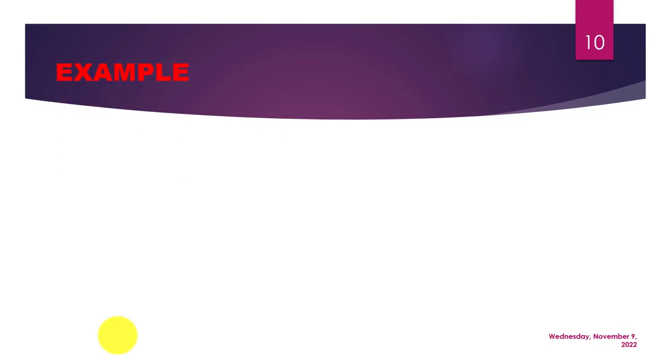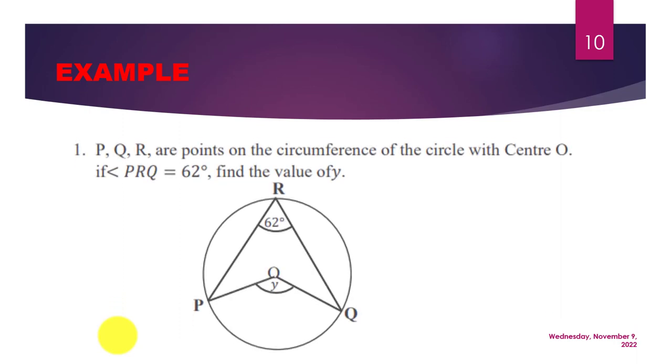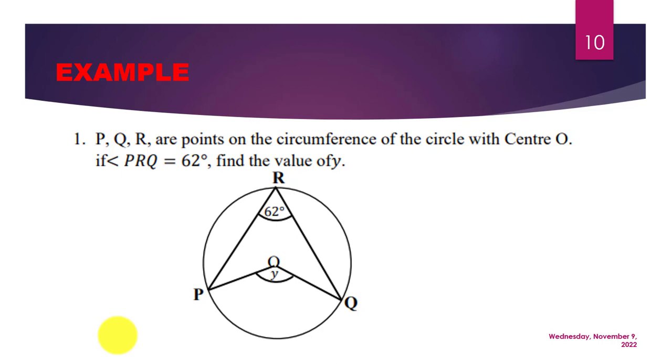So, let's take an example under this theorem. From the screen, P, Q, R are points on the circumference of the circle with center O. If angle PRQ is 62 degrees, find the value of y. So let's solve it together.